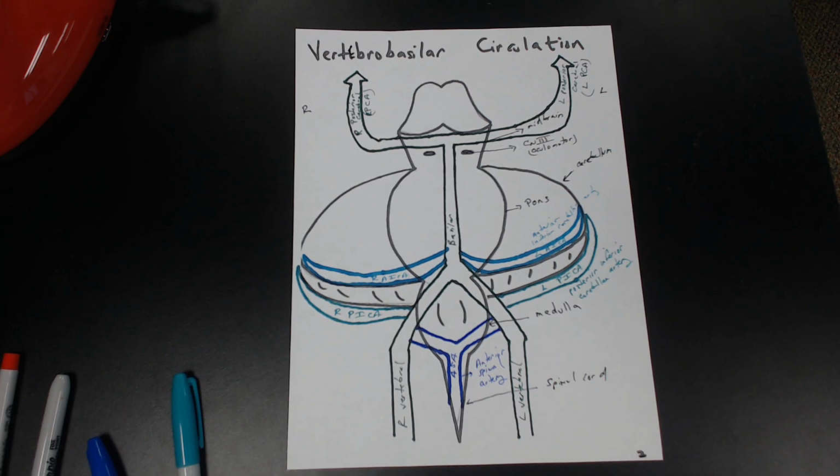So if somebody had a problem with their AICA, what kind of patient deficits would you expect? Balance and coordination. Yeah, they're going to have difficulty with their balance and coordination, right? Because that's going to affect the cerebellum function.